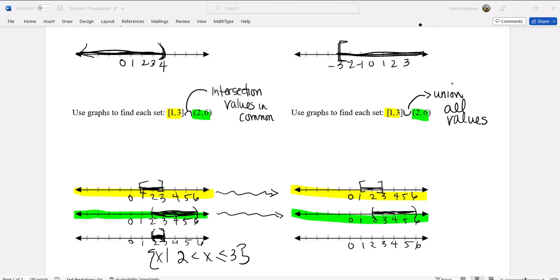So as you see from left to right, the yellow and the green are exactly the same because I'm still graphing these two intervals. But the difference is that I want all of the values. So whether they overlap or not, I see that between 1 at the bottom of the yellow and 6 at the top of the green, everything is covered. So the thing to remember is union refers to all values on either graph, everything possible, and intersection refers to only the ones that they have in common. And that's what we have to do when we have to tell the difference.